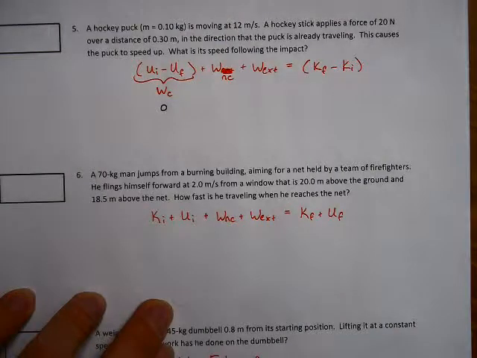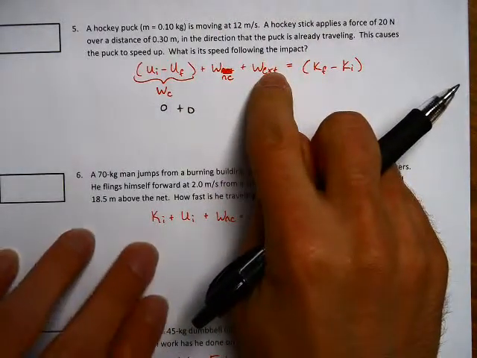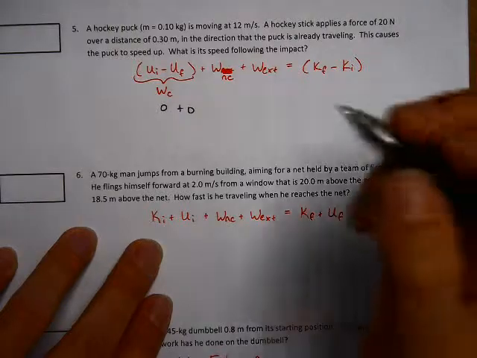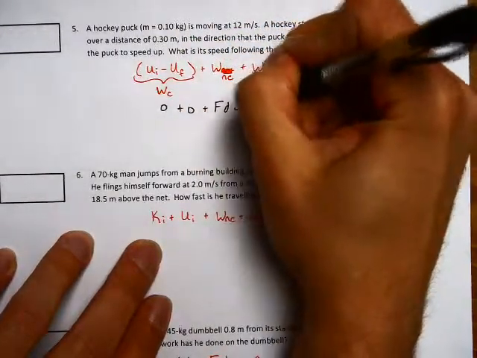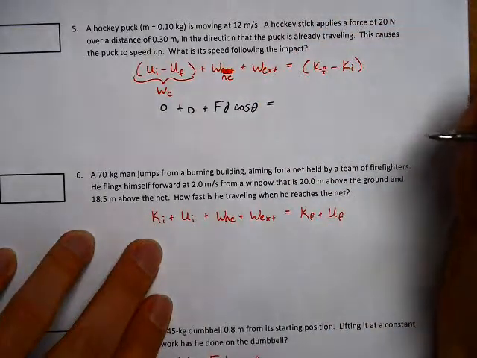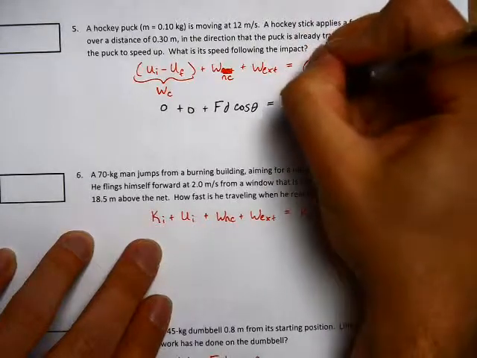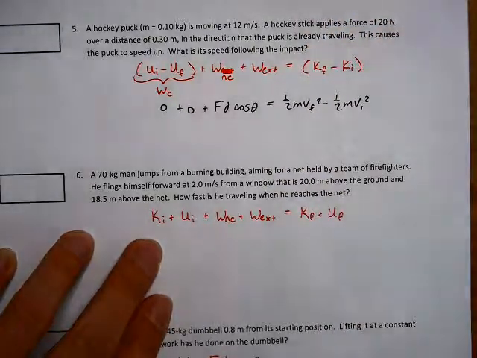This is an ice skating rink. Typically we assume that friction is negligible on ice. The work done by the external force, by the hockey stick, is Fd cosine theta. And the change in kinetic energy is 1/2 m v final squared minus 1/2 m v initial squared.